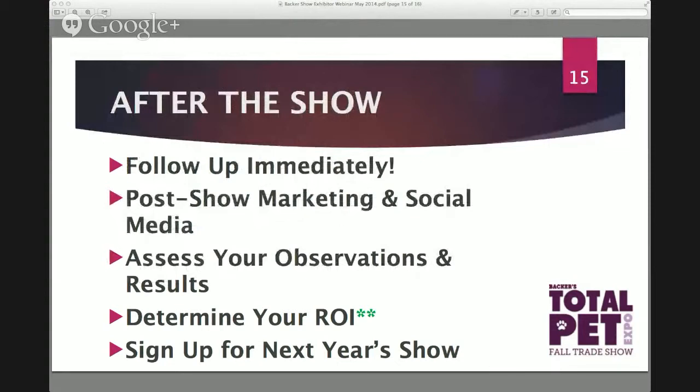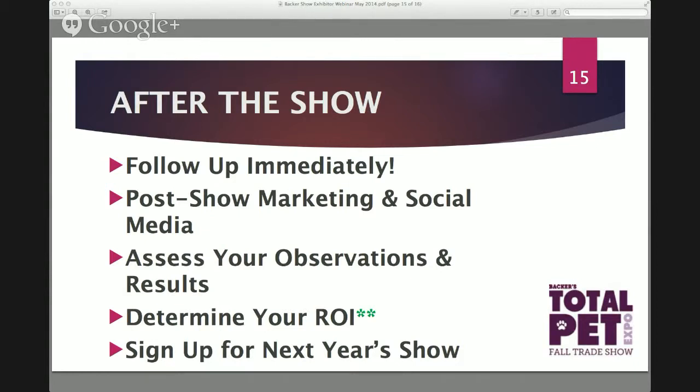So after the show, you want to be sure to follow up immediately. Hot leads turn cold very quickly, so please follow up immediately, and also do some post-show marketing, and social media is a great way to do that. What's important is that in business today, you need multiple exposures in order to get somebody to do business with you. The folks that you meet at the event may not be in a position to do business with you today, but it doesn't mean they're not going to do business with you at another time.